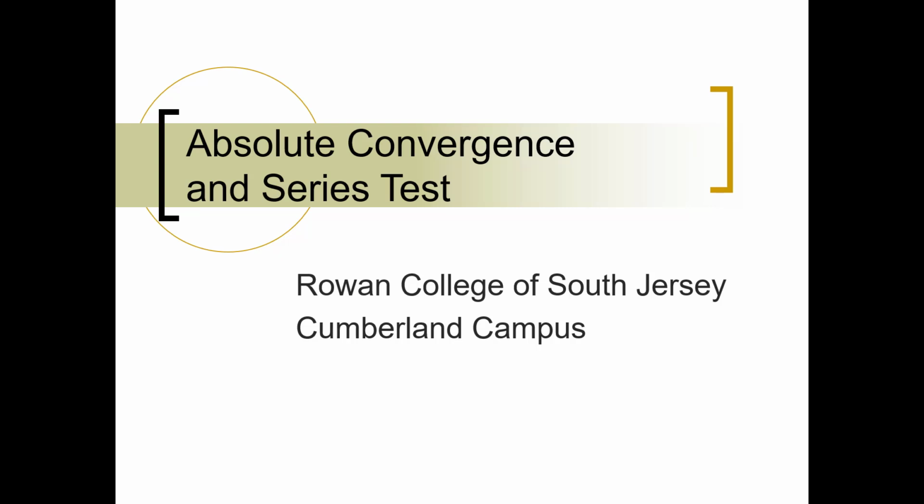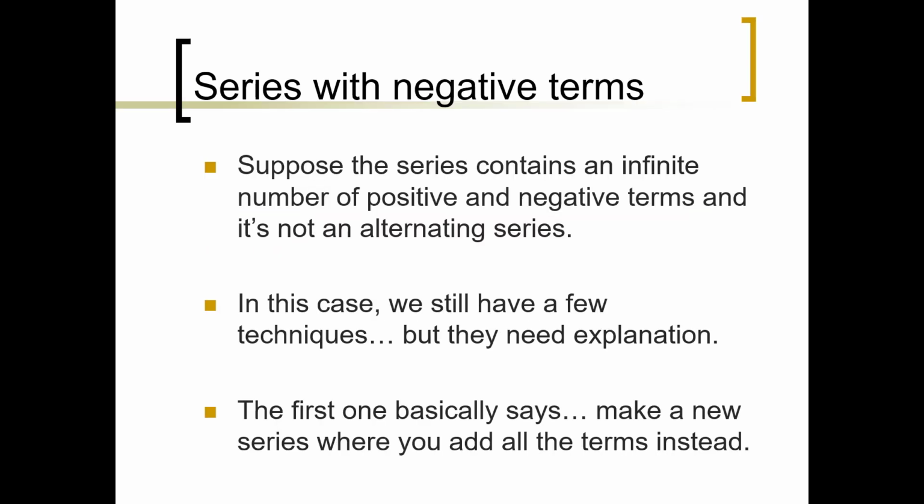So this video introduces absolute convergence and the corresponding absolute convergence test. Suppose that you have a series that contains an infinite number of positive and negative terms, and it's not an alternating series. Well, now in this case, we still have a few techniques, and they're still pretty powerful, but they need an explanation why they work.